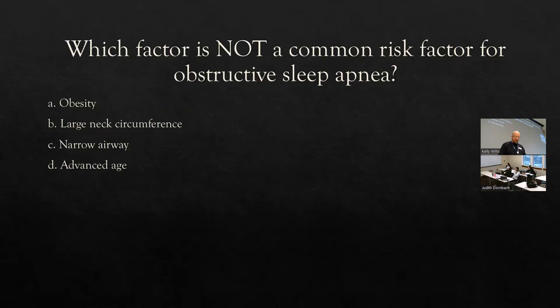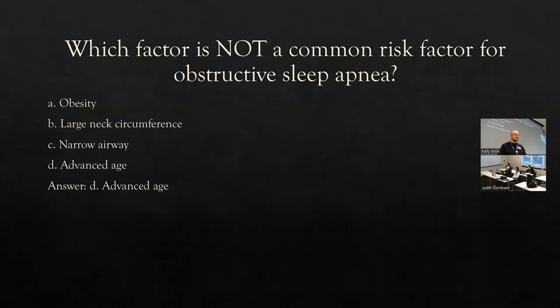Okay. So there are a few risk factors, and we'll go over those before I show you the answer. Obesity is one. That's a big one. Both my father and my brother have sleep apnea, so they have to use a CPAP machine. They are both obese. They both have large neck circumferences. And with sleep apnea, they have narrow airways. And at the time they were diagnosed, they were not of advanced age. So the answer is D.